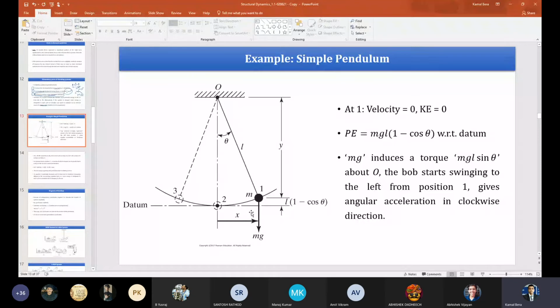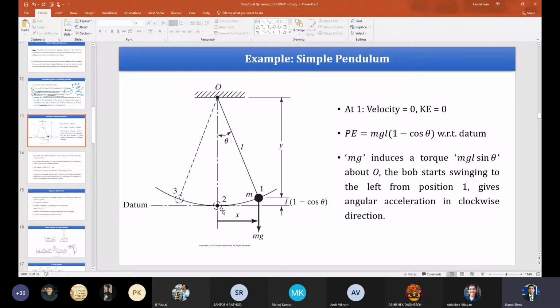So let's say this is a simple pendulum, which is hanging from point O, and L is the length of the pendulum, and the mass of the bob is m. This is the datum position, that is the undisturbed position, position 2. If I give a small disturbance and move it to position 1 and then leave it, it will continue to oscillate, and after a certain time it will come to its rest position. So what is happening as far as the energy is concerned?